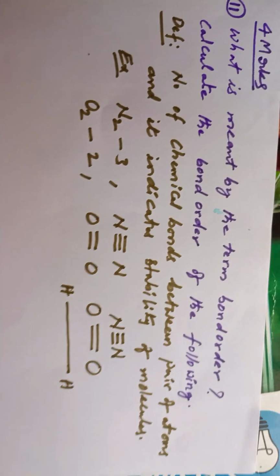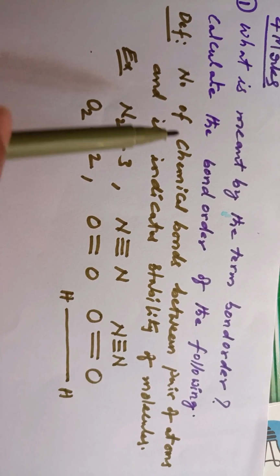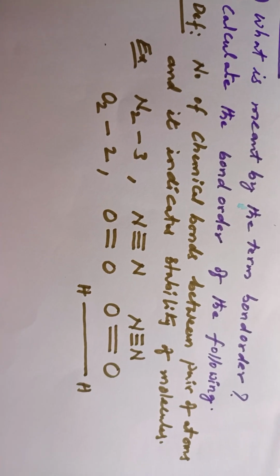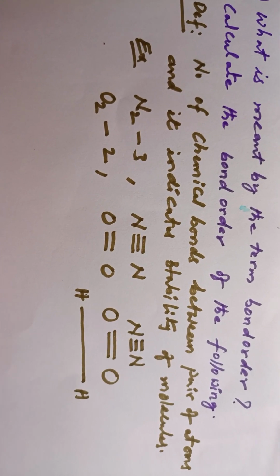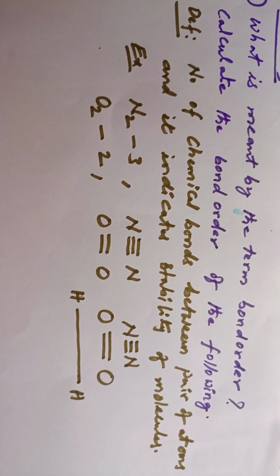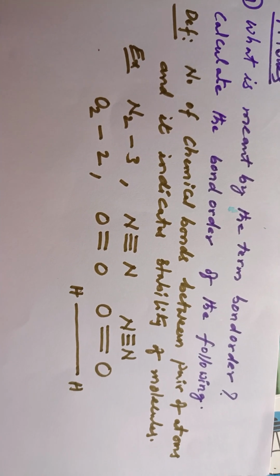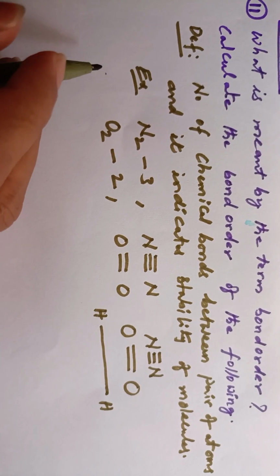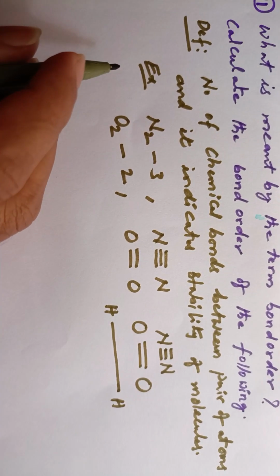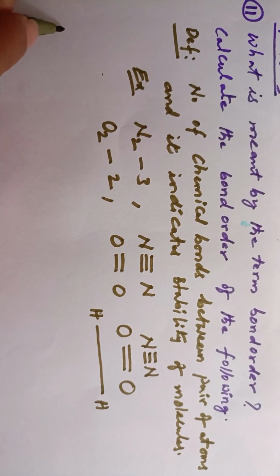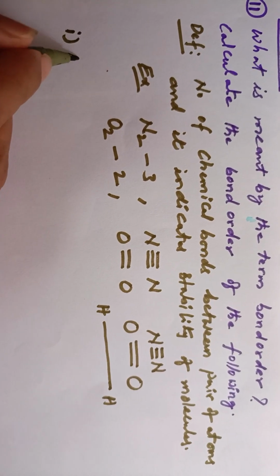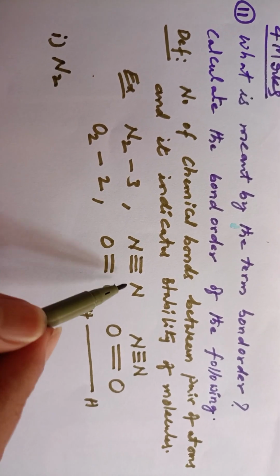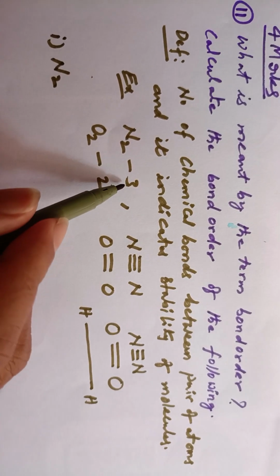Okay. Simply, the definition is: number of chemical bonds between pair of atoms or between two atoms, which indicates the stability of the molecule. That is sufficient for the definition. Now the question asks to calculate the bond order for 4 molecules. First one N2. I already told here N2 has bond order 3.